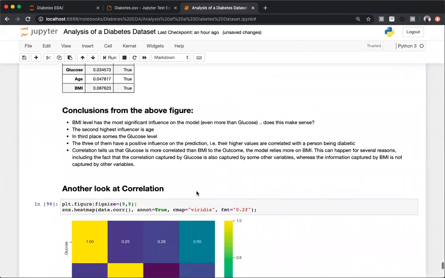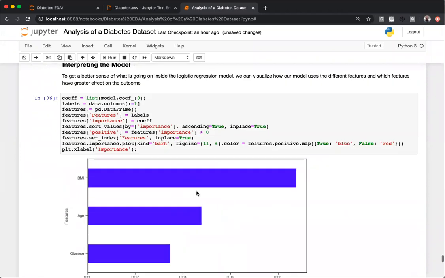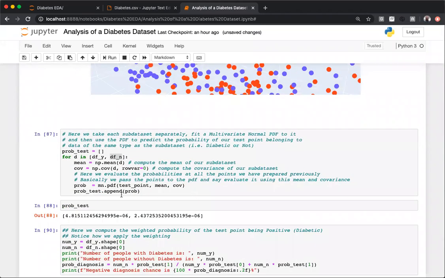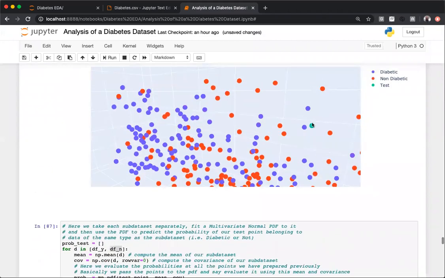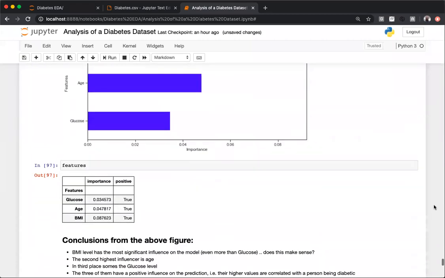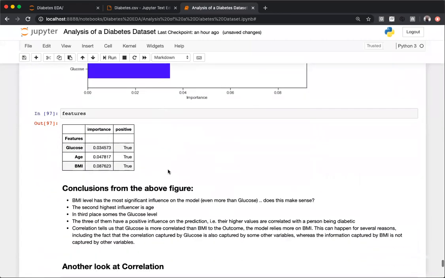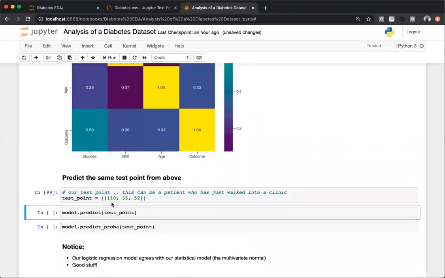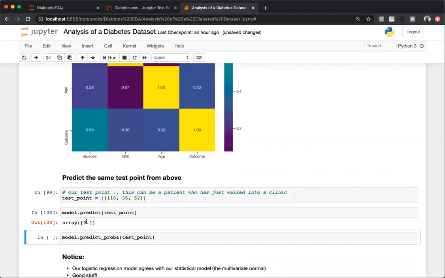But now, after creating this logistic regression model, can we predict the probabilities of that test point being diabetic or not? This green point here is the same value. Let's have a look and see if the 2 models agree, the statistical model and logistic regression. So let's do it. This is my test point, the same values, 110 for glucose, 35 for BMI, 52 for the age. If I make the prediction whether 0 or 1, it tells me, okay, the value is 0, but I want to say, give me the probabilities.